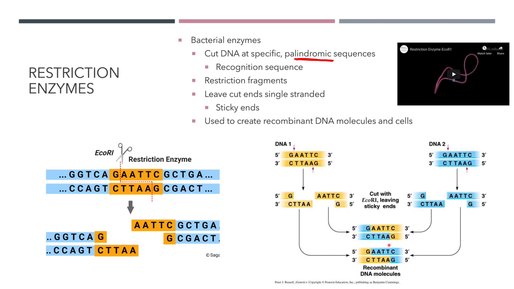DNA ligase can be added to the mix to repair the sugar phosphate backbone, and now I have a new DNA molecule, or a new recombinant DNA, where I have DNA from two different sources. So I'm going to show you a quick video here. This is a short video that tries to show you in real time and in real structure what a restriction enzyme function looks like.